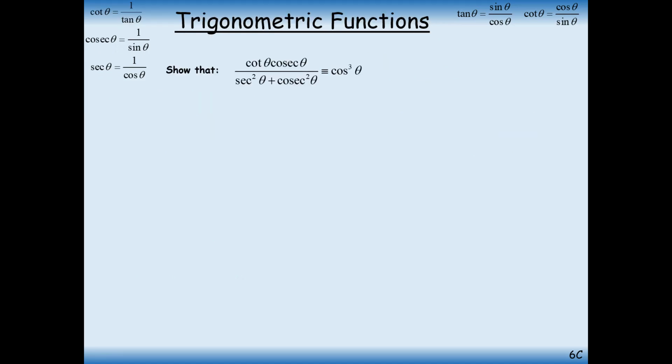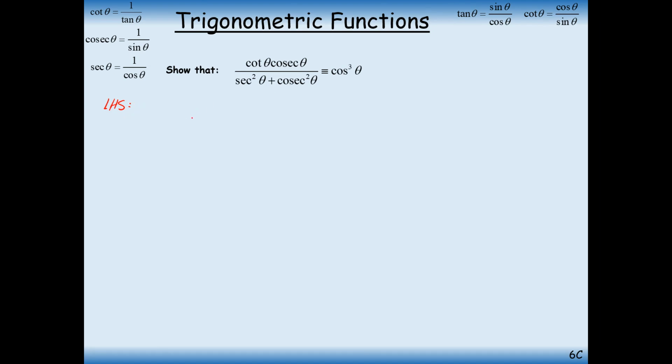Right, in this example, we are to show that the identity is true. So we're going to start with the left side of the expression. It's easier to simplify the left-hand side than to start with the right-hand side and try to manipulate that, because we don't quite know how it's going to turn out.